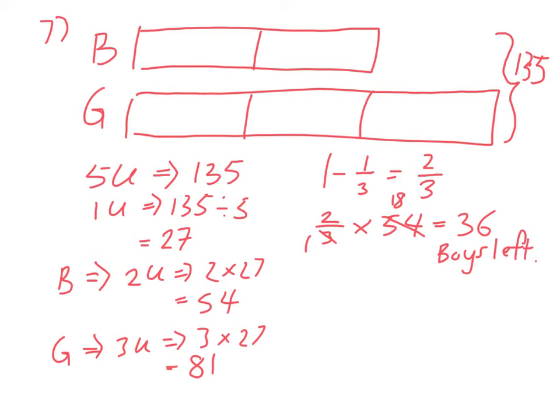This part understand? So how many more girls than boys left? 81. 81 girls compared to 36 boys. You have 45 more girls than boys.